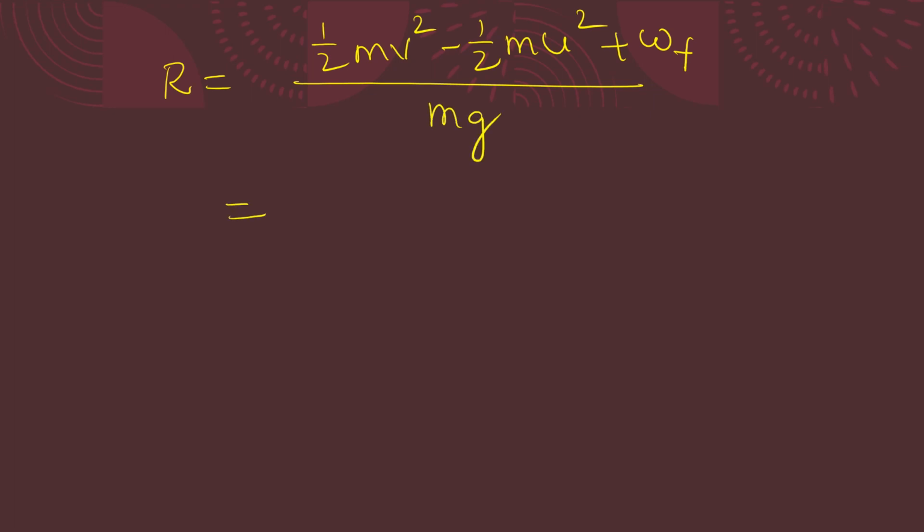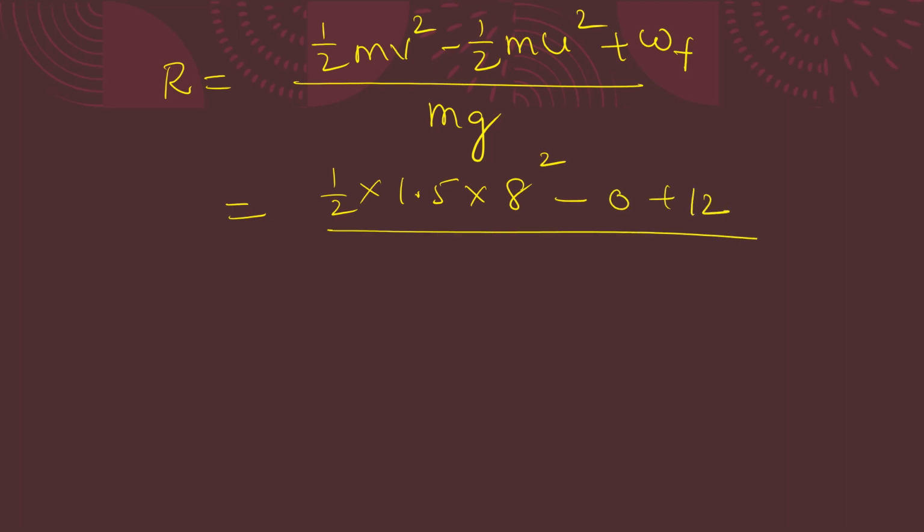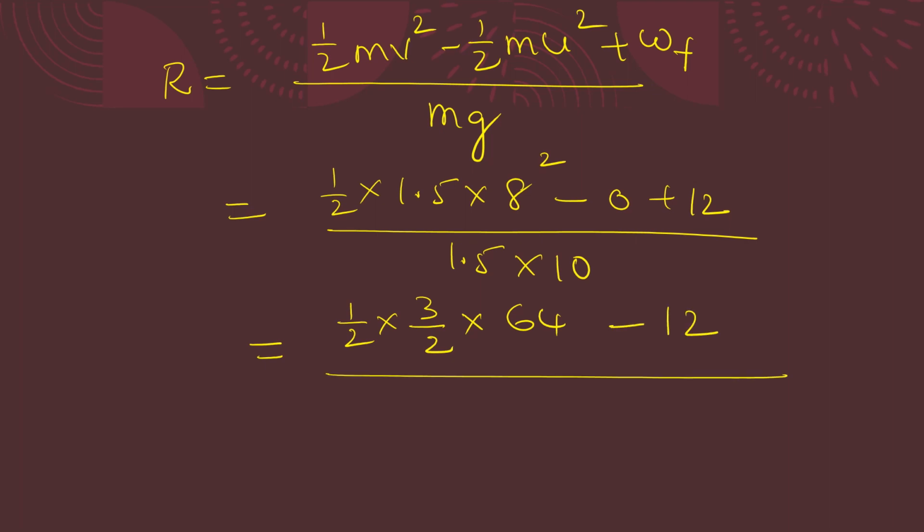Now substituting values: half into m which is 1.5, v is 8 square, minus 0, plus 12, divided by m which is 1.5, and g is 10. So this is equal to, here 1 by 2 into 1.5 which is 3 by 2, 8 square is 64 minus 0 plus 12, divided by 3 by 2 into 10.